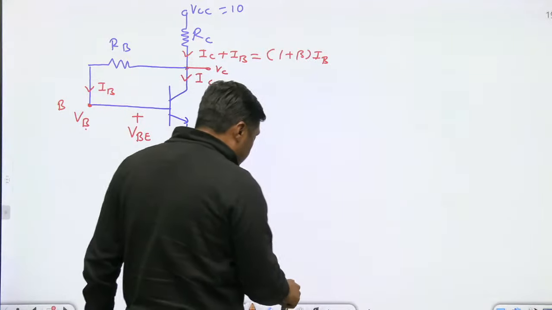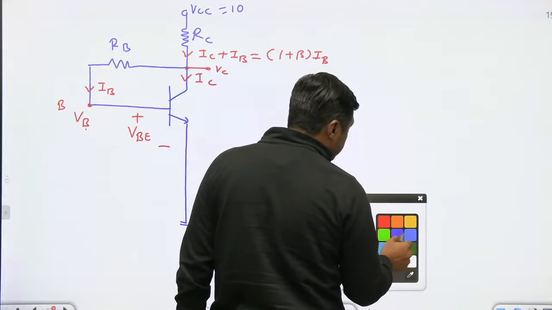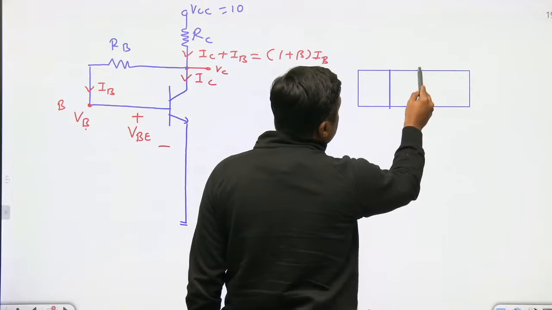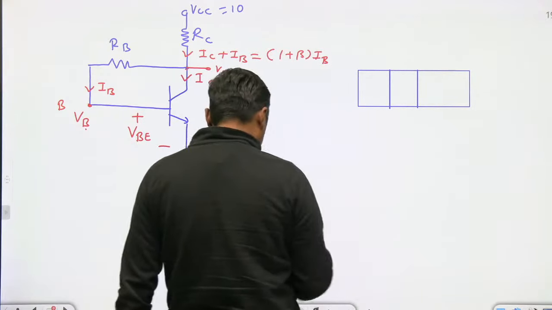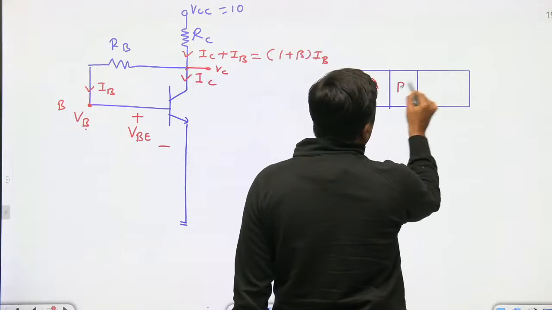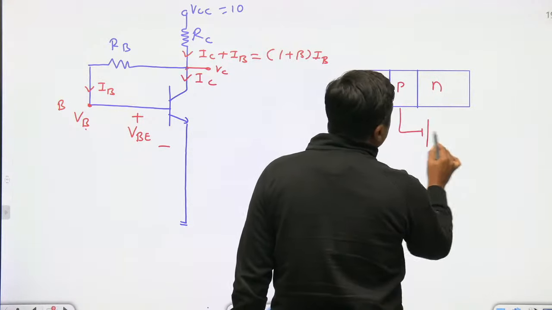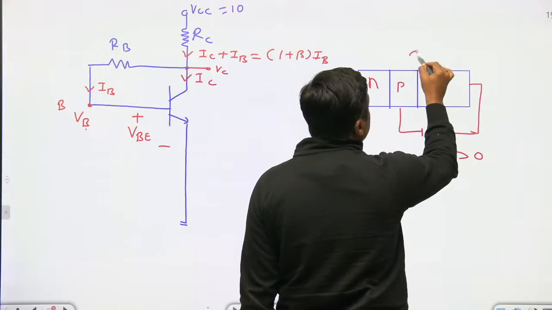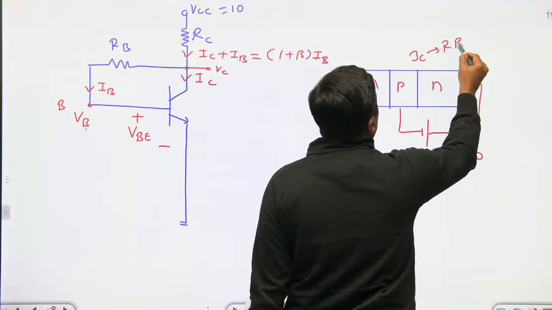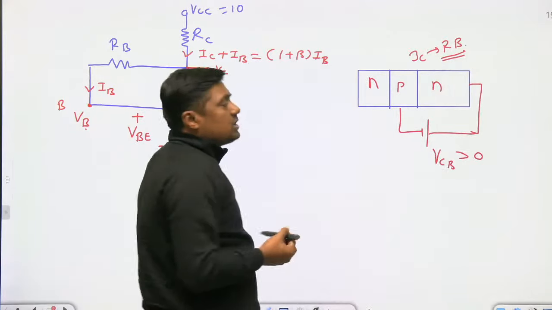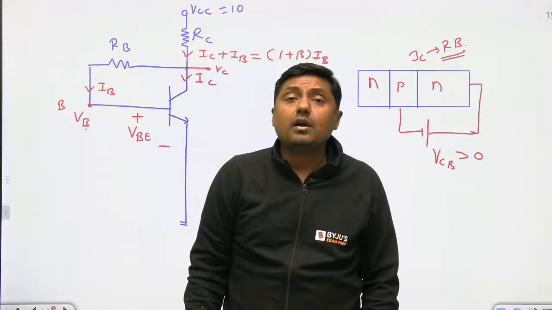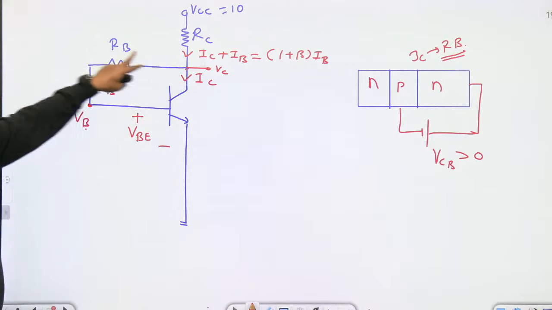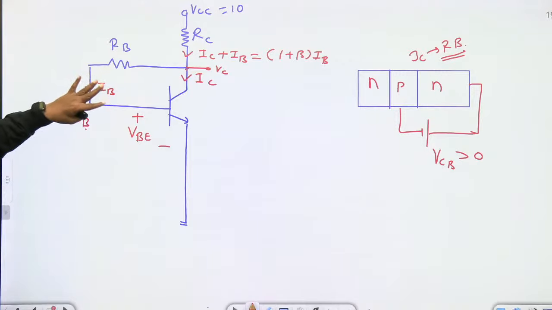If the collector is greater than base, it means the collector junction is reverse biased. This is the NPN transistor. If the collector is greater than base, means VCB is greater than 0, and that's why that junction is what? Reverse biased. Once the collector junction is reverse biased, the transistor is in active region. So that is a simple way to judge the transistor. If the collector is connected with the base, always remember it is in active region.